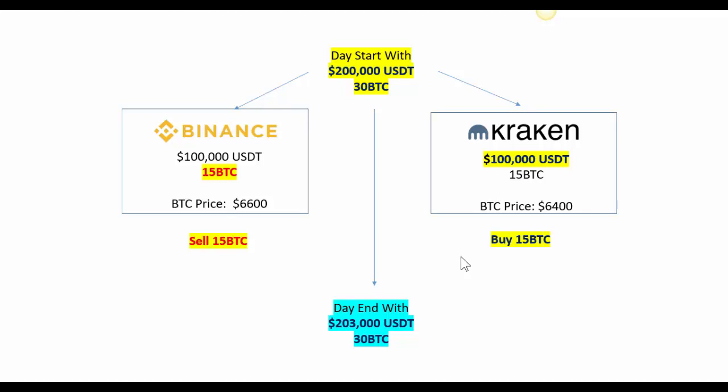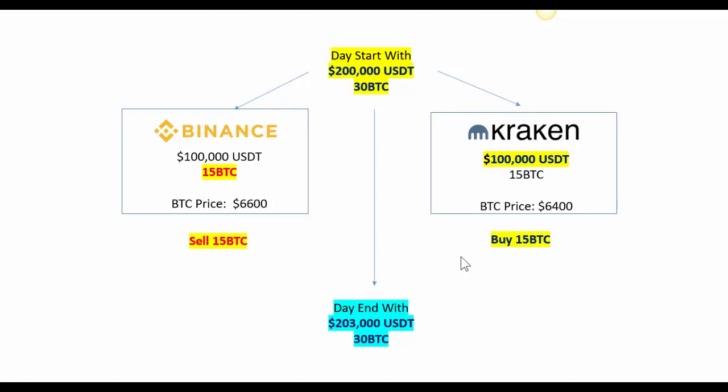Throughout the day, the AI dog is looking for price discrepancies and differences between the different exchanges. So when it sees a price differential like the one we have here, where Bitcoin is available for 6,600 on Binance, and the market price for Kraken is 6,400, the AI dog recognizes that that is an arbitrage opportunity. So instantaneously, what it does is it triggers a sell order on Binance and a buy order on Kraken. The sell order on Binance involves liquidating all 15 Bitcoin that they have and selling it at a price of 6,600.